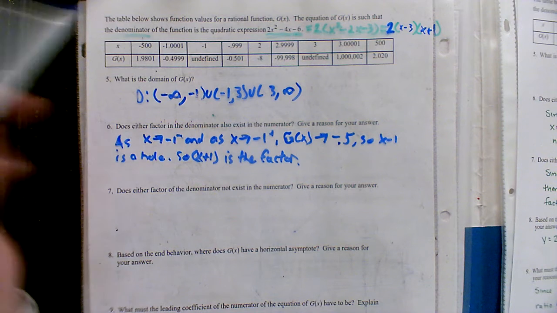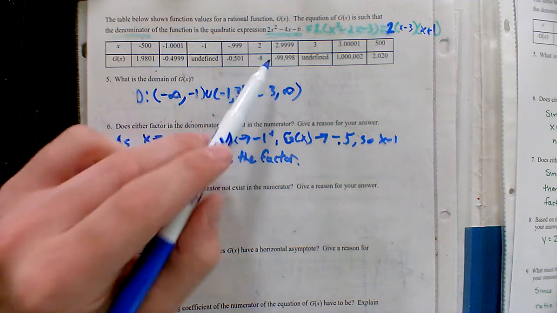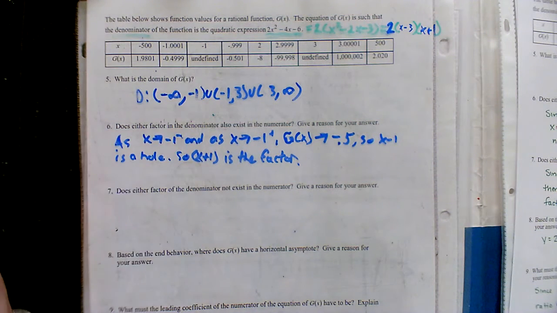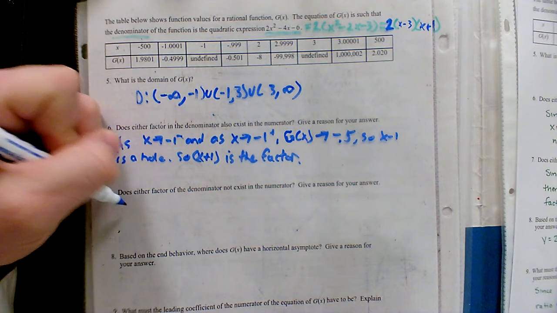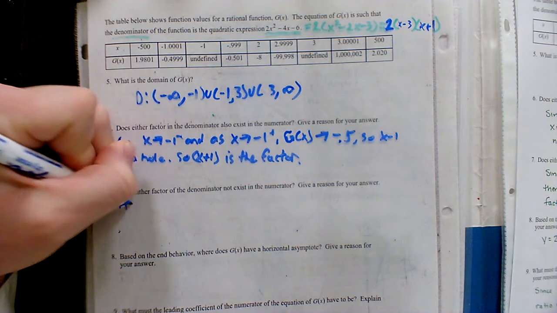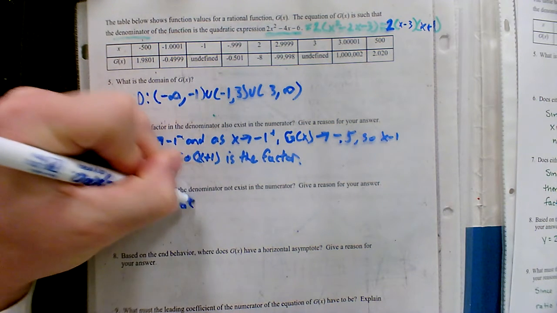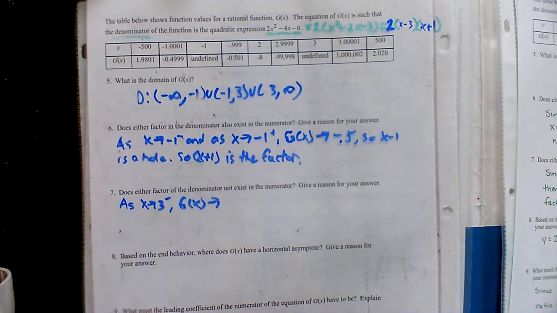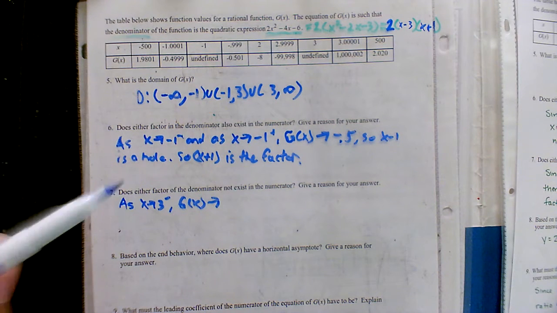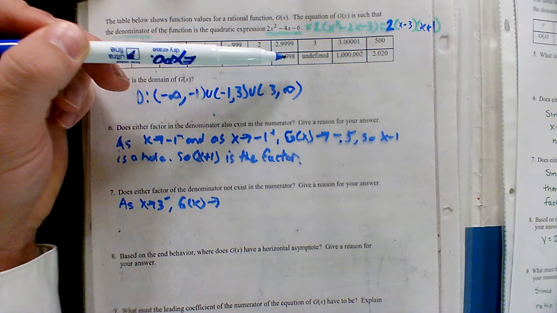Any questions about that? Again, approach negative 1 from the left side, look at it from the right side, and we can see that they're both approaching negative 0.5. Does either factor of the denominator not exist in the numerator? Give a reason for your answer. Again, these are the denominator's factors at the top. X minus 3, since it's the vertical asymptote. Yeah, x minus 3. So we're going to say, as x approaches 3 from the left, g of x approaches what? As you go to 3 from the left, what does g of x approach?